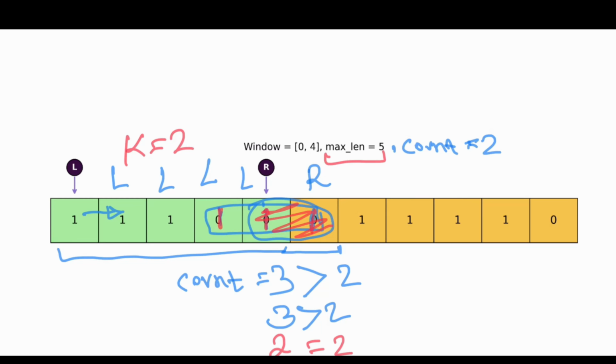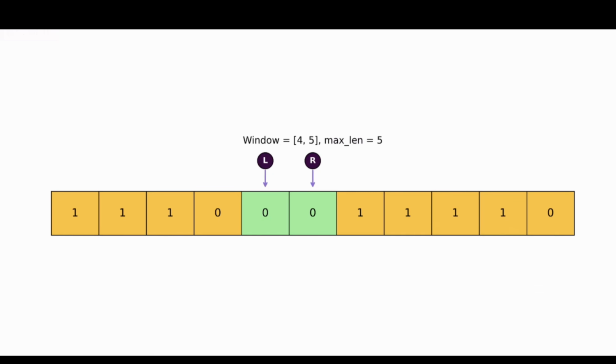Okay, so the most important point here is that when we see a 0 and when our count is greater than k, we have to move our left pointer until the count is equal to k. So here the left is 0, the right is 0, and here our count is 2. Okay, at this point we can move our right to here, count is still 2.